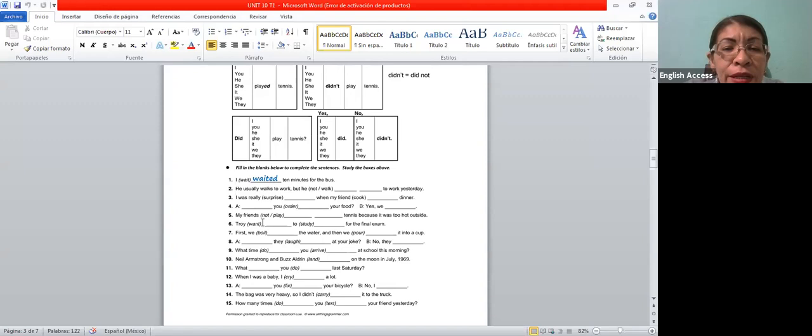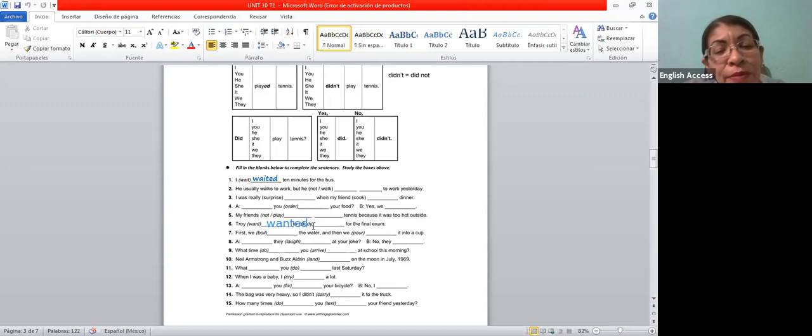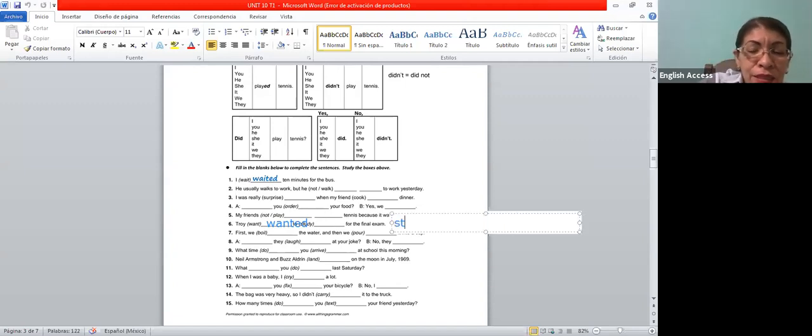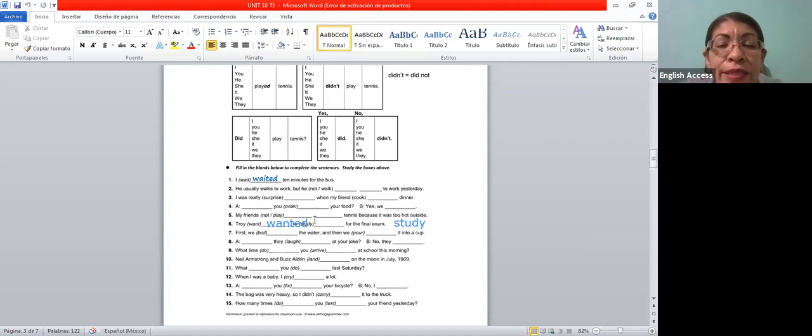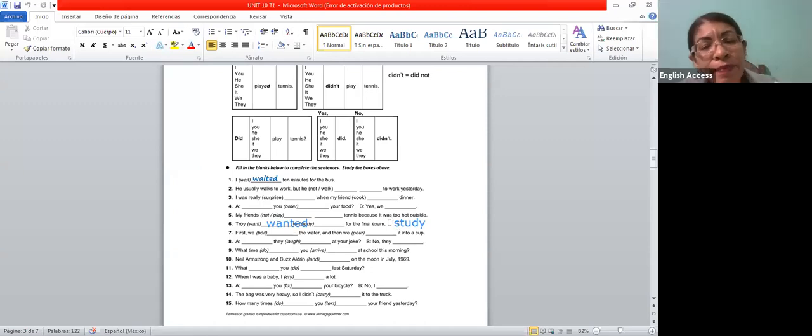Okay, the first one, yes, is past. Wanted. Okay, the first verb is simple past. Troy wanted to. The second verb, I want to put it here. The first verb is in simple past. The second verb is in simple form because here we have the preposition to. That is an infinitive form. So Troy wanted to study for the final exam. Okay, it's like that.